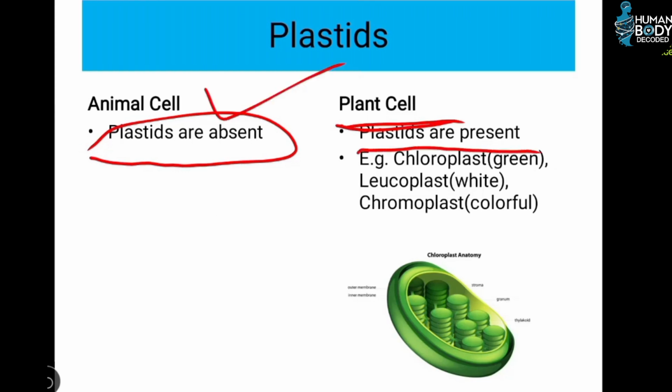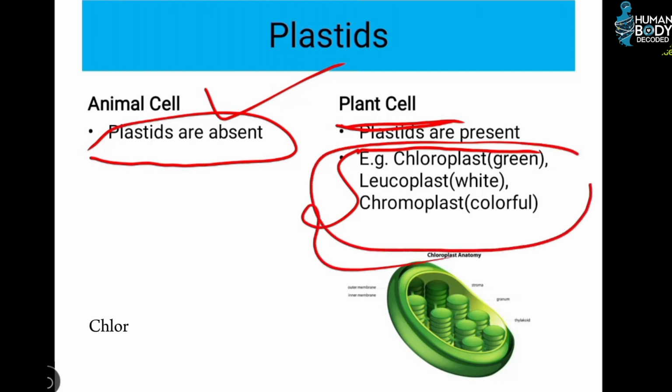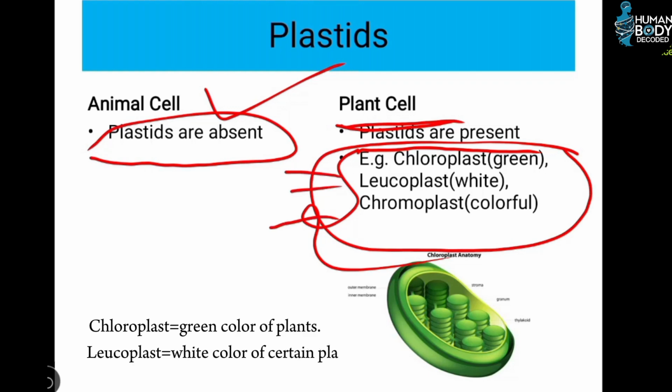There are three types of plastids: chloroplasts, leucoplasts, and chromoplasts. Chloroplasts are responsible for the green color of plants. Leucoplasts are responsible for the white color of certain plant parts, while chromoplasts are responsible for the various colors in flowers and fruits. These plastids are found only in plant cells, not in animal cells.